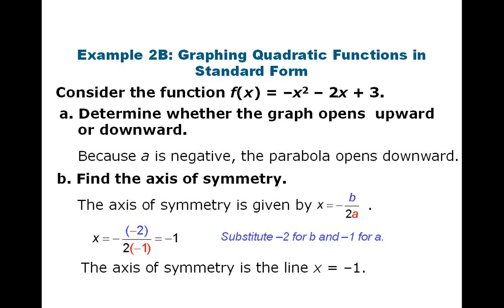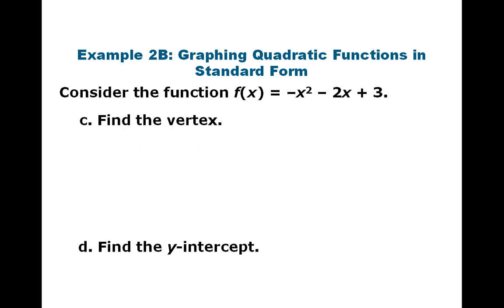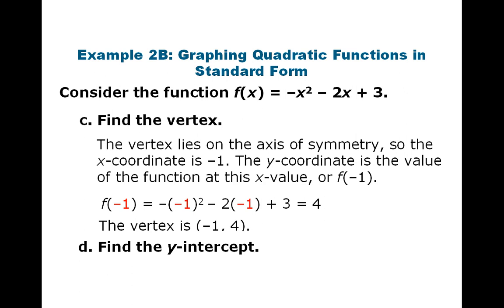So we did two things there. We've not only found the axis of symmetry, we also know the x value of the vertex. So the x value for the vertex is negative 1. To figure out the y value, plug it back into the equation you're given of negative x squared minus 2x plus 3. When you plug in negative 1, you'll get 4. Therefore, the vertex is at negative 1, 4.